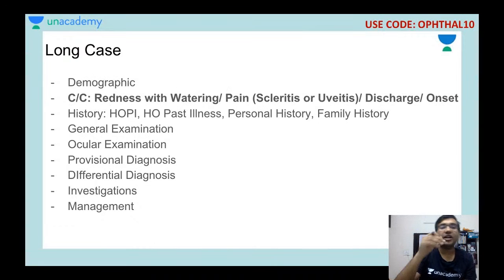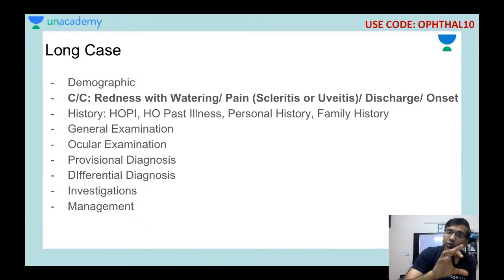Then we come to the clinical features. Redness, watering, pain, discharge and onset, these are all so important as clinical features. Why is this important? Let's say the patient is having a diffuse redness. So with diffuse redness, he may have episcleritis, he may have scleritis.